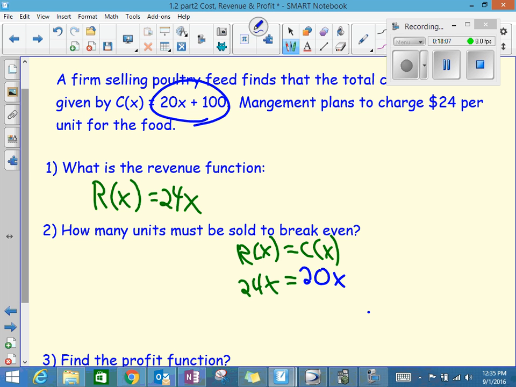Just like equilibrium point, this is the equivalent of the equilibrium point in supply and demand, right? We set supply equal to demand, and then you find where they're going to meet. Here, revenue equals cost, where they're going to make as much money as it's costing them to produce, is setting the revenue function equal to the cost function.